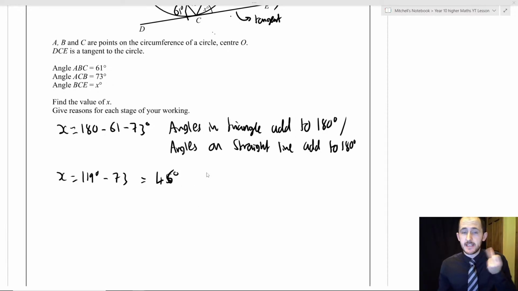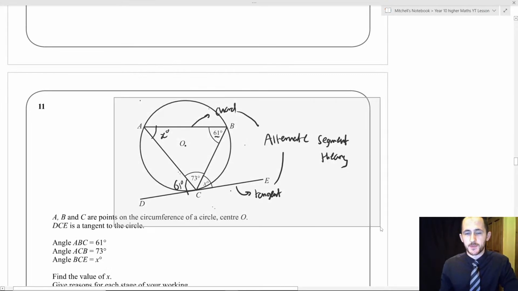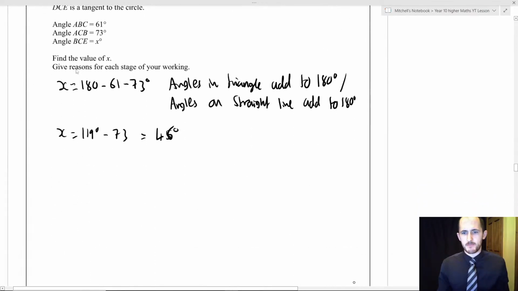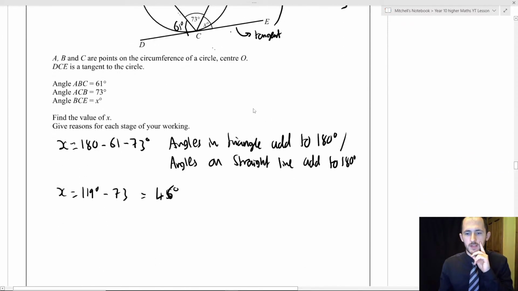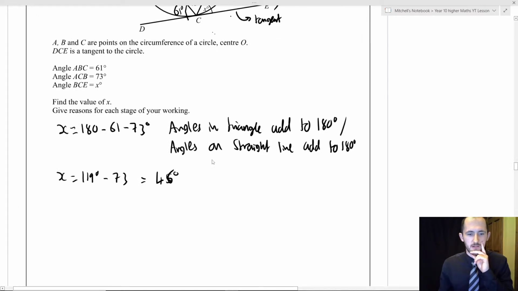Again, these questions are really quick once you know to use the circle theorems, right? Like, that's the hard bit, is seeing the circle theorems. The actual maths isn't that bad. It's just the circle theorems. But I'm glad you both saw that. It's really, really good.